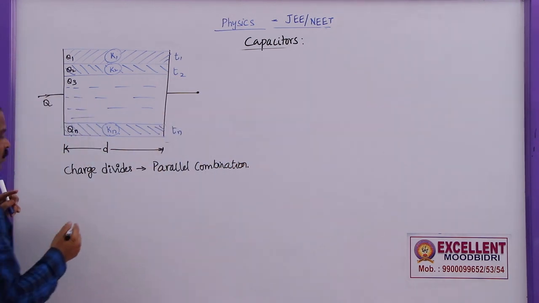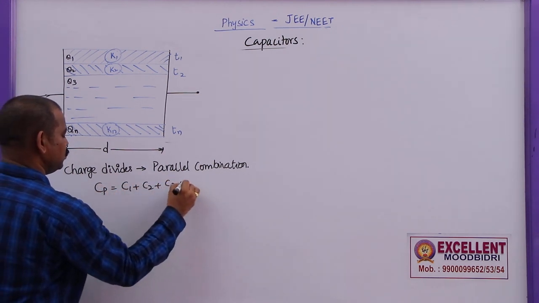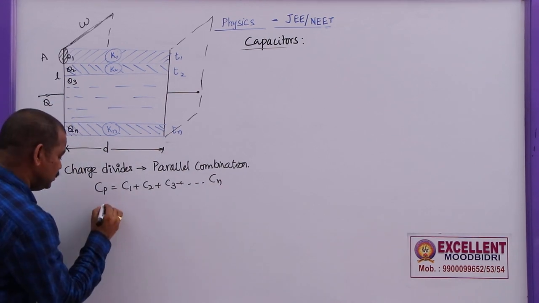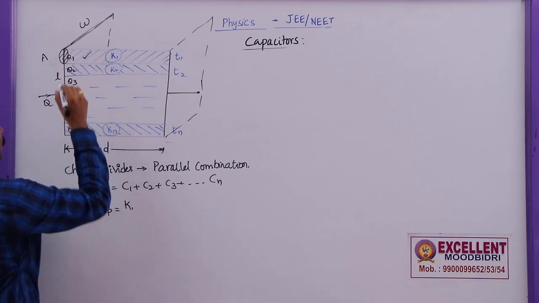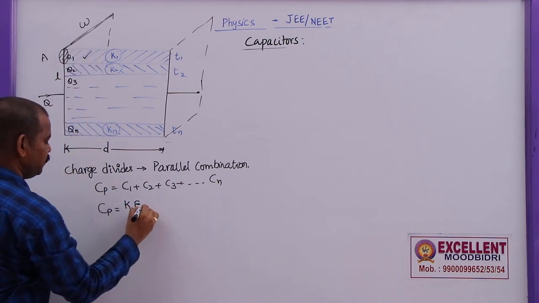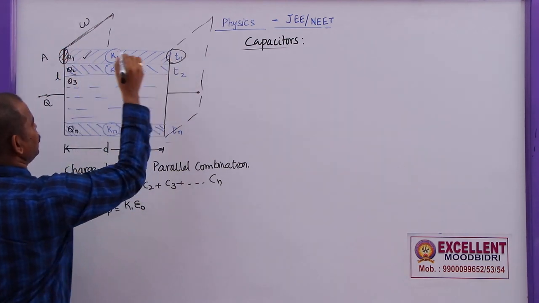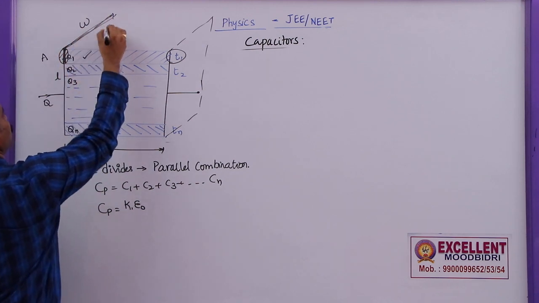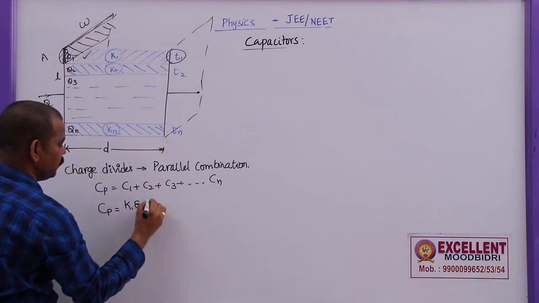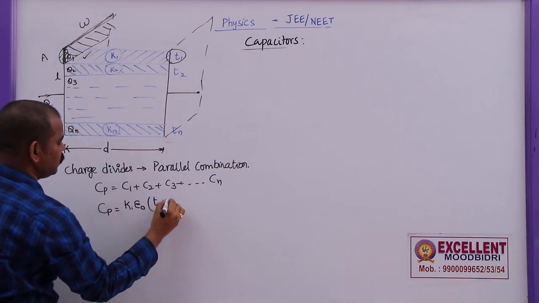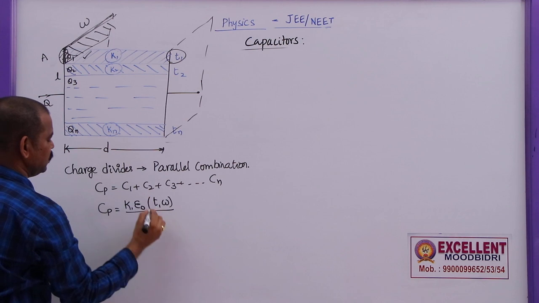So, in parallel combination, we know the formula Cp is equal to C1 plus C2 plus C3 and so on, Cn. Cp is given by K1 epsilon naught for the first capacitor. What is the area of this one? The thickness of this one is given as T already here. So, this is T1 into W, that is the area of the side. So, this will be T1 into W by D, and the distance between the two ends for this capacitor is D only.